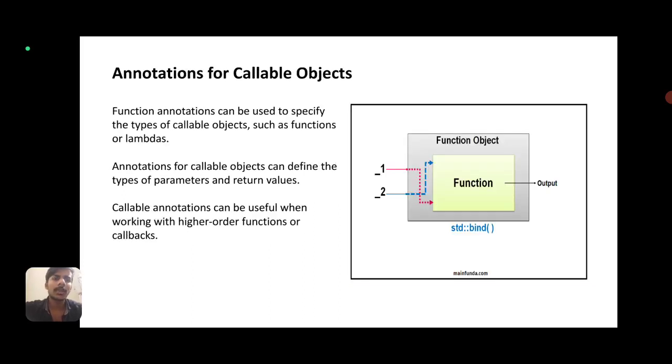Annotations for callable objects. Function annotations can be used to specify the types of callable objects such as functions or lambdas. Annotations for callable objects can define the types of parameters and return values. Callable annotations can be useful when working with higher order functions or callbacks.